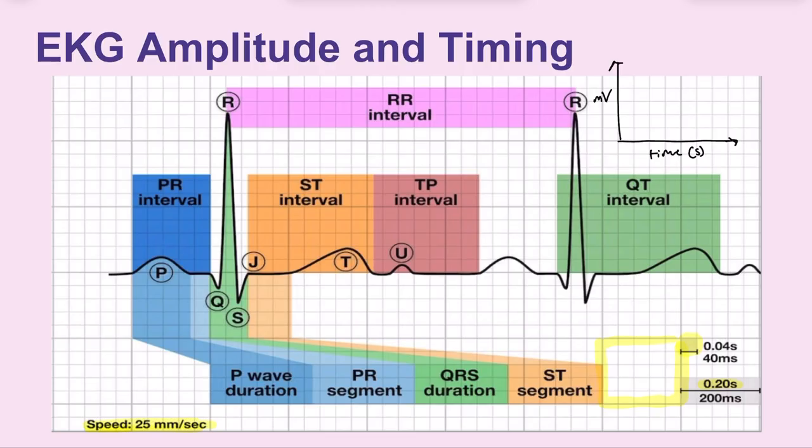Going up in our amplitude is what we do with the y-axis. We can just count the number of small boxes going up and down, or large boxes. So if I wanted to count from the top of this R wave down to our isoelectric line where that PR interval is, we'd have 5 boxes, 10 boxes, 11, 12. So this would be 12 millivolts here for our amplitude.